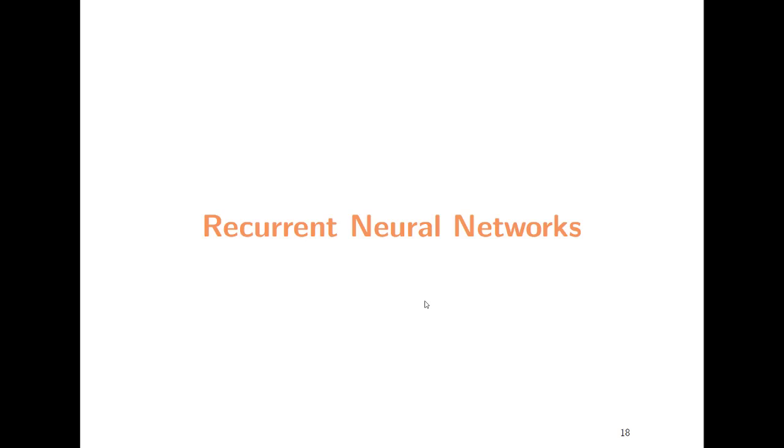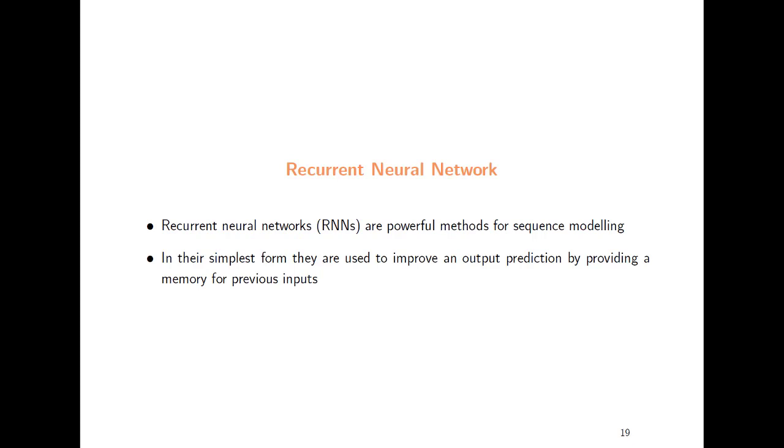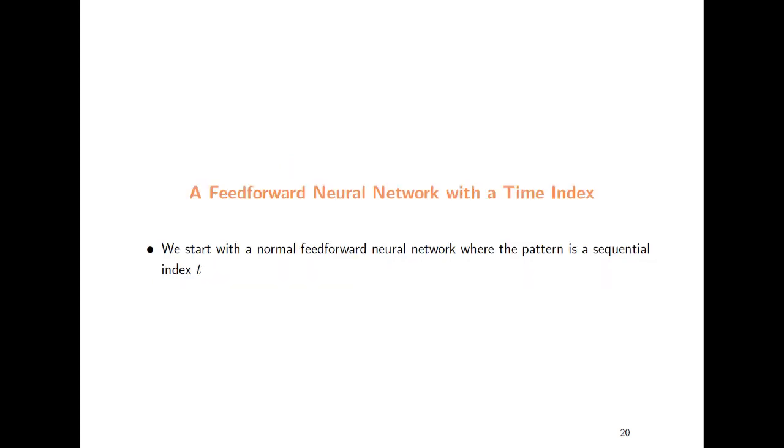So now let's look at recurrent neural networks. They are quite powerful for sequence modeling, and in the simplest form, they're used to improve the prediction by providing a memory for previous inputs. One thing which might not have been so elegant in what we have discussed before is that we need to define a finite past time window. So in time series modeling there was some past window in time we represented, and also in the language model we have presented. But sometimes maybe an event far back in the past has an influence.